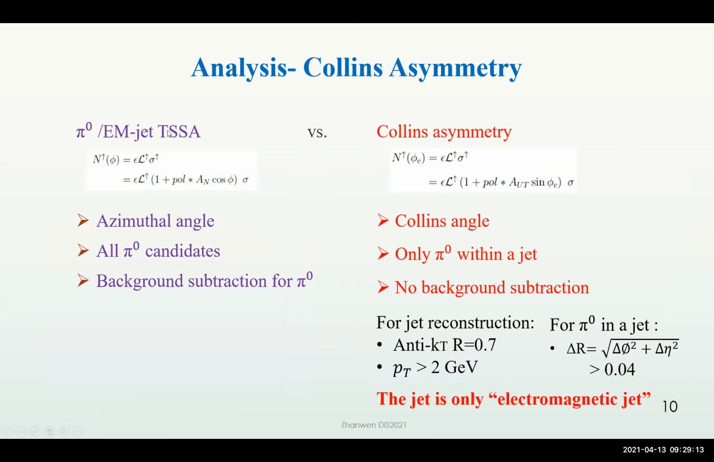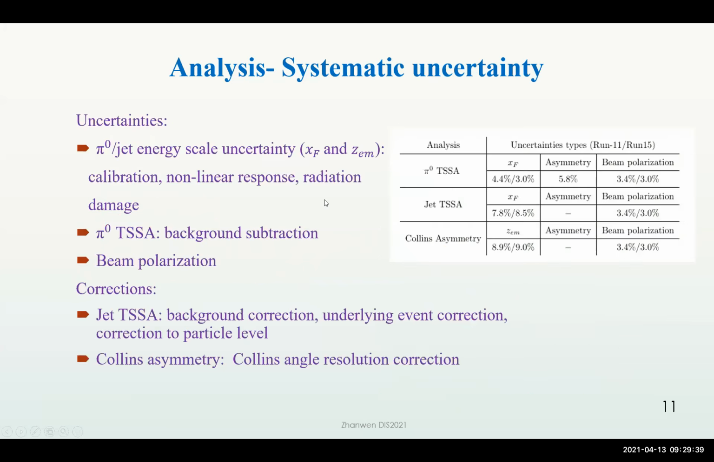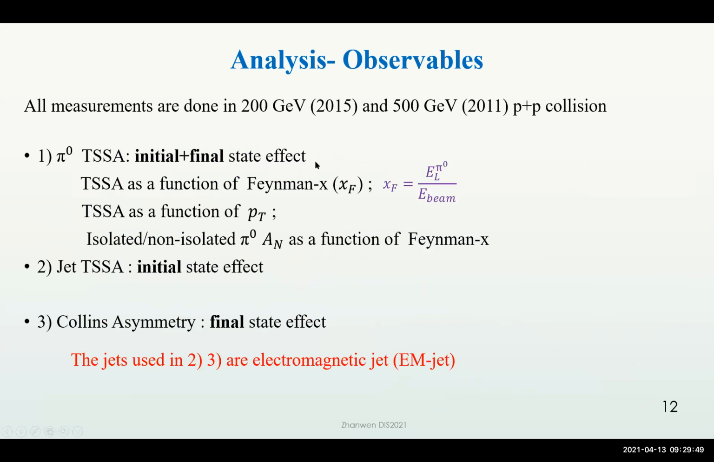For the jet analysis and the Collins asymmetry, the procedure is similar with a little bit of modification. I'm not going to talk about this in detail. I just want to mention again that the jet we measure is an EM jet, since we only have an EM calorimeter, so we don't have the hadronic part. We also estimate the uncertainty and do some corrections to make sure everything goes in place, and we're not going to discuss the details.